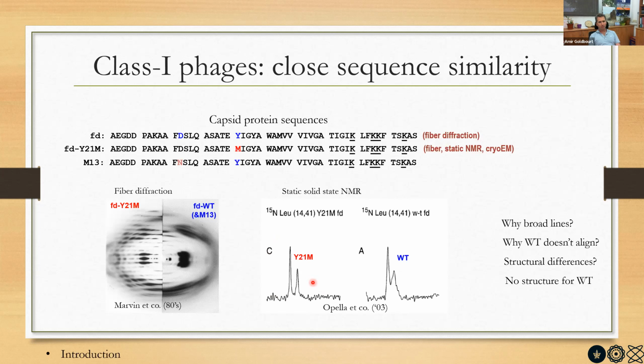But the problem is that the mutation sits in the heart of the hydrophobic interaction core of the virus, as we will see as we go on. And therefore, you can ask the question whether the structure that was determined for the Y21M mutant is actually the structure we're after. So we headed on to look at these fd and M13 viruses in our lab.